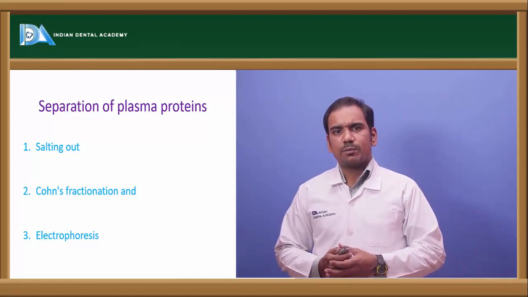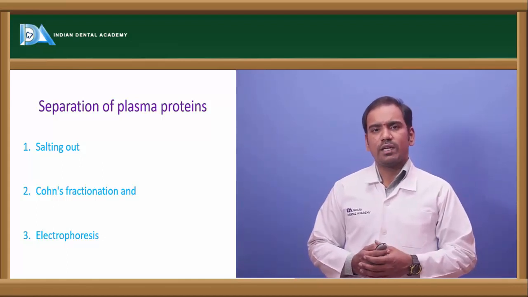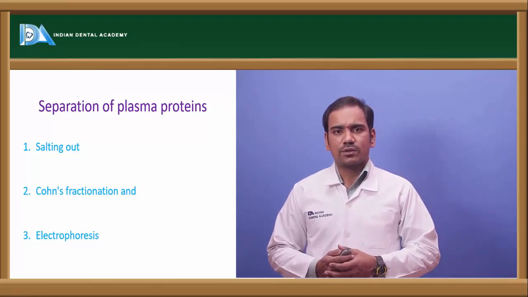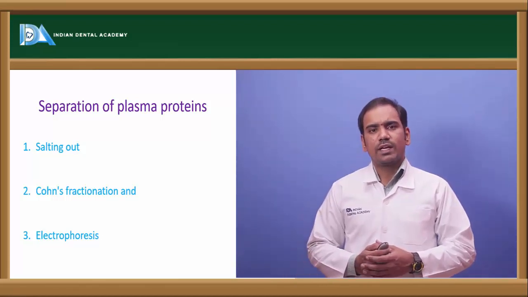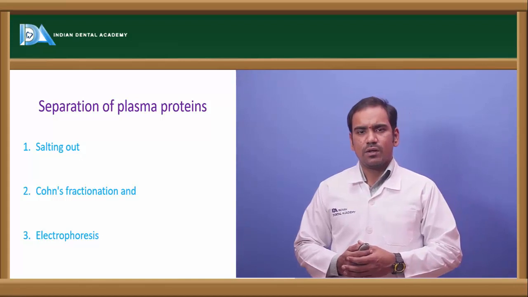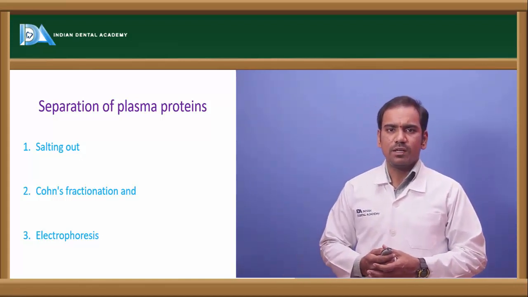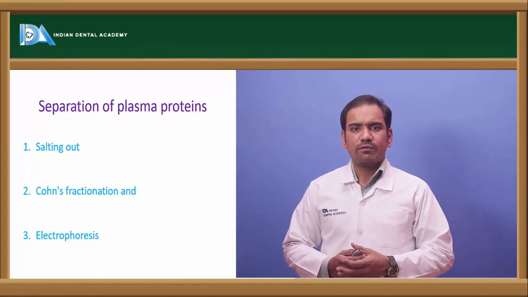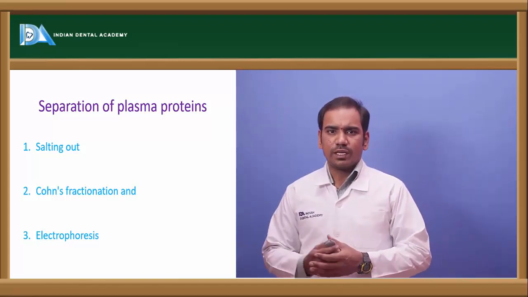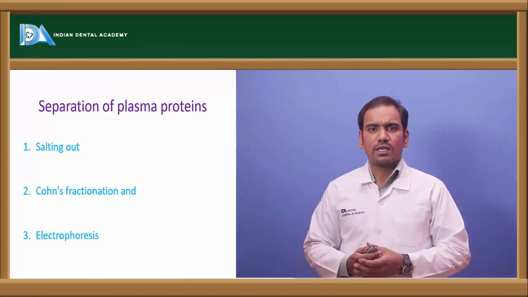Albumin can be precipitated by ammonium sulfate by full saturation. Globulins can be precipitated by half saturation. So different salt concentrations are used for the separation of plasma proteins. This method where salt is used for the separation of proteins is called salting out.